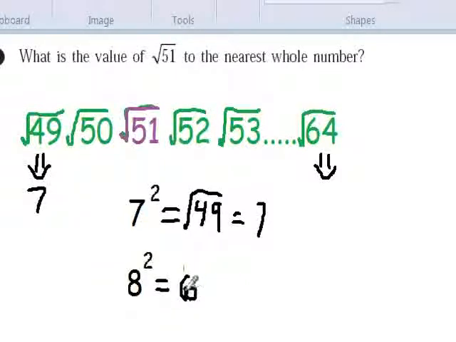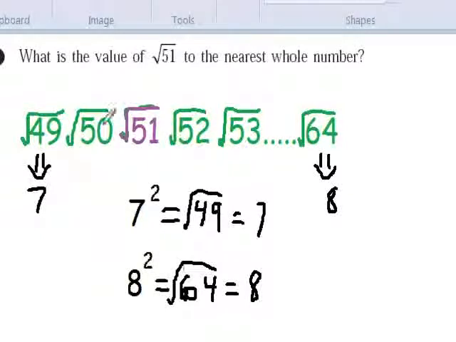Well, 8 squared is 64. And I'm writing with a mouse still. 8 squared is 64, and the square root of 64, well, that's 8. So 8 happens here too.